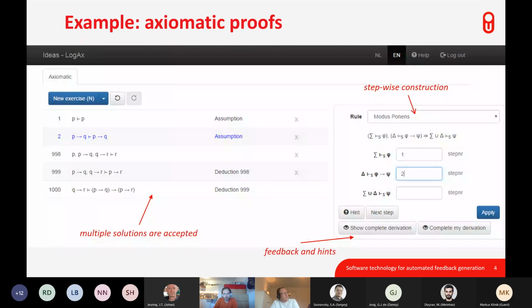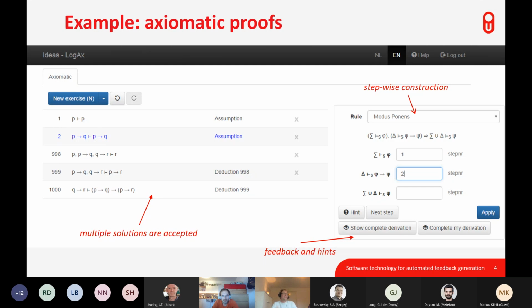To give you a more concrete example, this is one of the intelligent tutoring systems we have been developing. This is a tutoring system by Josje Lodder. She did her PhD at Utrecht at Open University, and she was also supervised by Johan and by me. And this is about constructing axiomatic proofs.